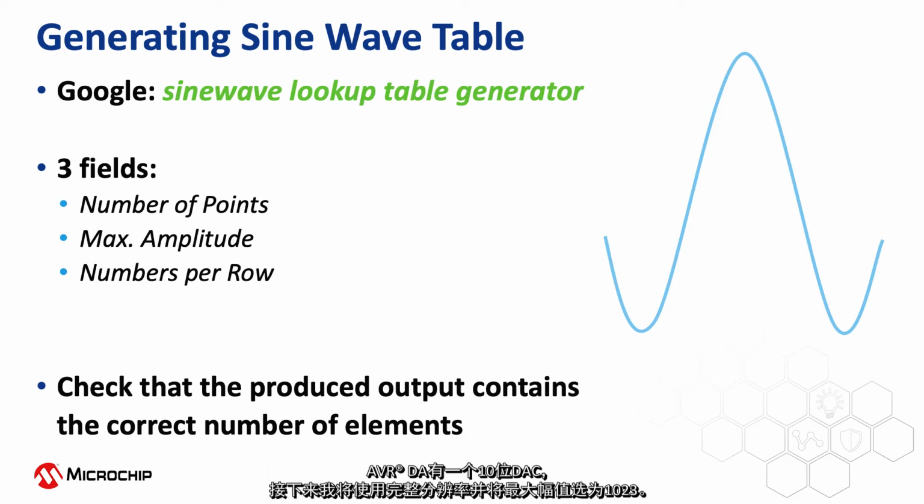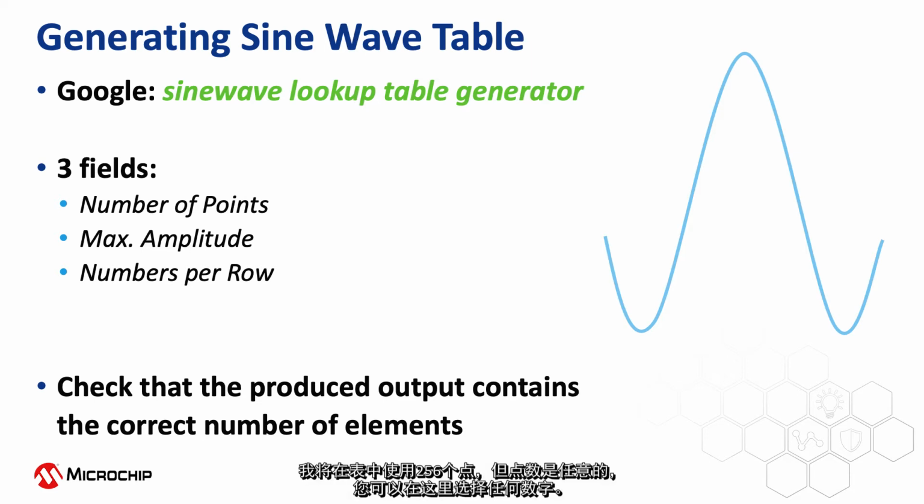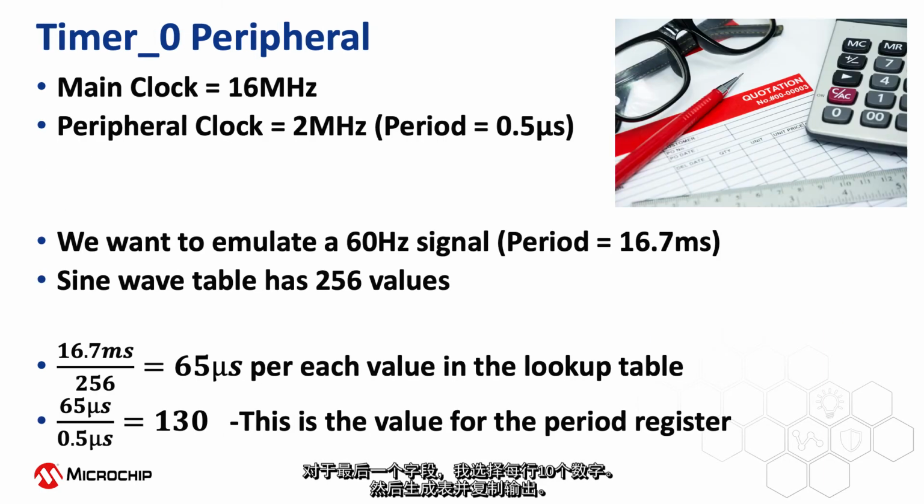The AVR DA has a 10-bit DAC, so I'm going to use the full resolution and select the max amplitude to be 1023. I'm going to use 256 points in the table, but this is arbitrary. You could choose pretty much anything here. For the last field, I selected 10 for the numbers per row. Then generate the table and copy the output.